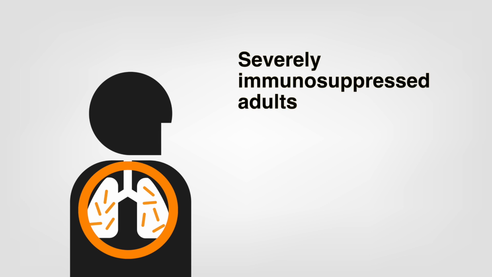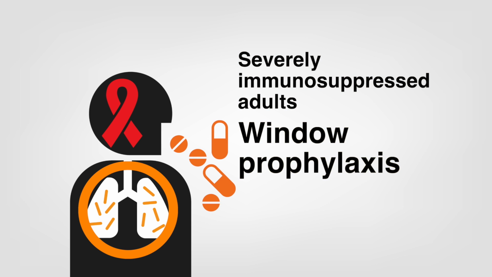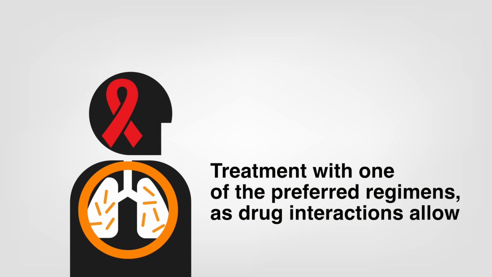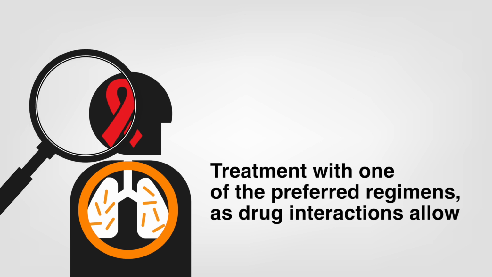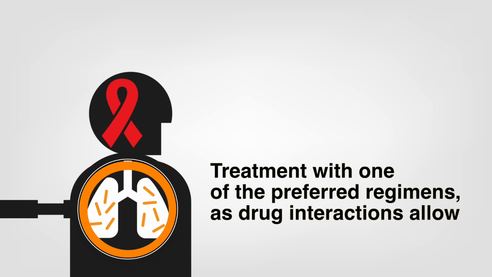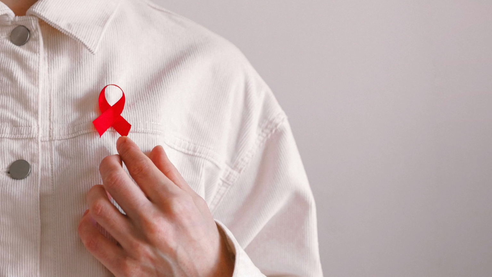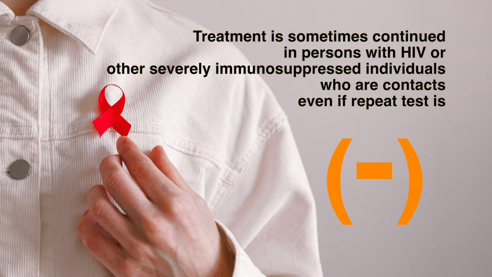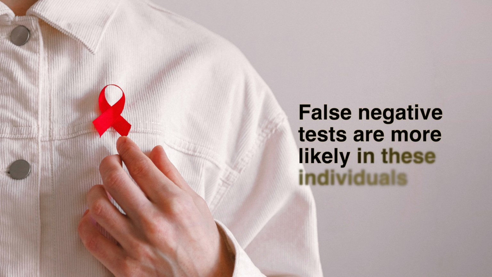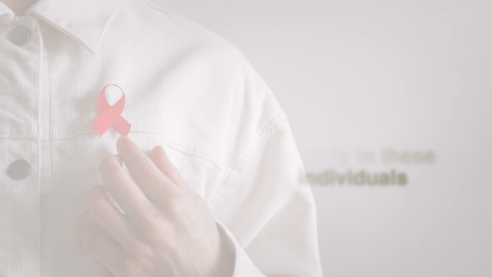More severely immunosuppressed adults, such as people with HIV who are receiving window prophylaxis, should be treated using one of the preferred regimens, as drug interactions allow, after a careful evaluation to exclude TB disease. Treatment is sometimes continued in persons with HIV or other severely immunosuppressed individuals who are contacts, even if the repeat test is negative, since false negative tests are more likely in these individuals.